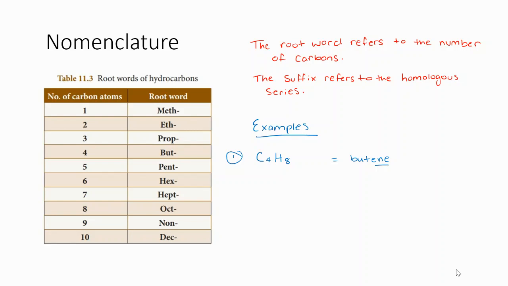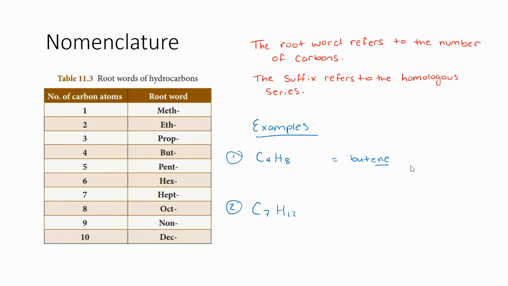So if we have C4H8, the 4 tells us that we've got 4 carbon atoms. So we can see over here the root word is going to be but. And now we just need to figure out whether it's an alkane, an alkene, or an alkyne. So using the general formula, I can see I've got twice as many hydrogens as I have carbons. So it's going to be an alkene. So the nomenclature here will be butene.